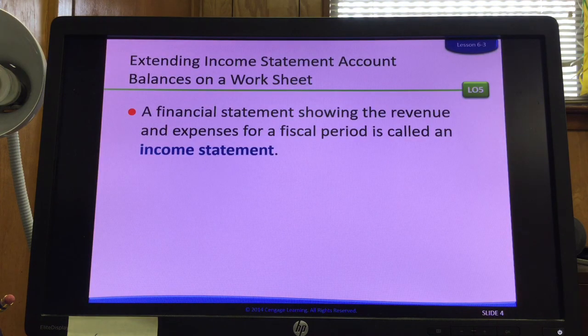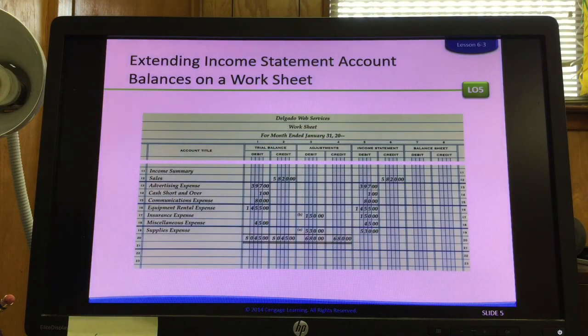So the second statement that we do is the income statement. So extending the income statement account balances on a worksheet. Basically, a financial statement showing the revenue and expenses for the fiscal period is an income statement. So this is our 400 and 500s accounts. These are the bottom two. So now wherever you see income summary, down, that's what's going to go on the income statement.